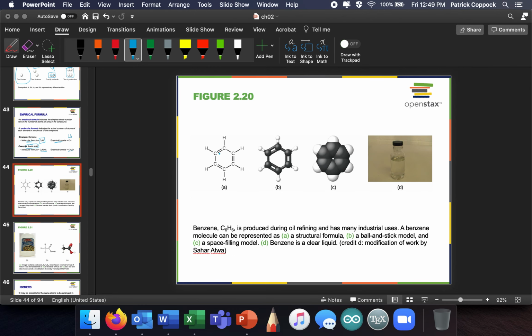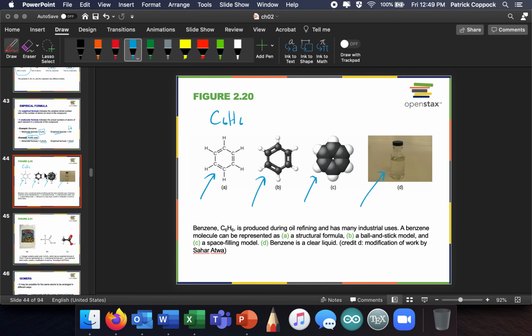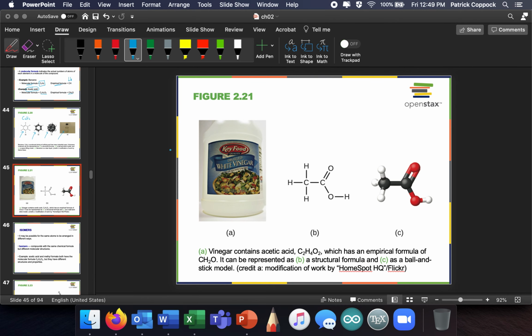All right, so here's benzene. I mentioned benzene a minute ago. It's C6H6. That's the molecular formula. Here's the structural formula. Here's the ball and stick formula. Here's the space filling formula. And here's a picture of benzene, right? It looks like water. Doesn't taste like water, though. Do not taste it. All right?